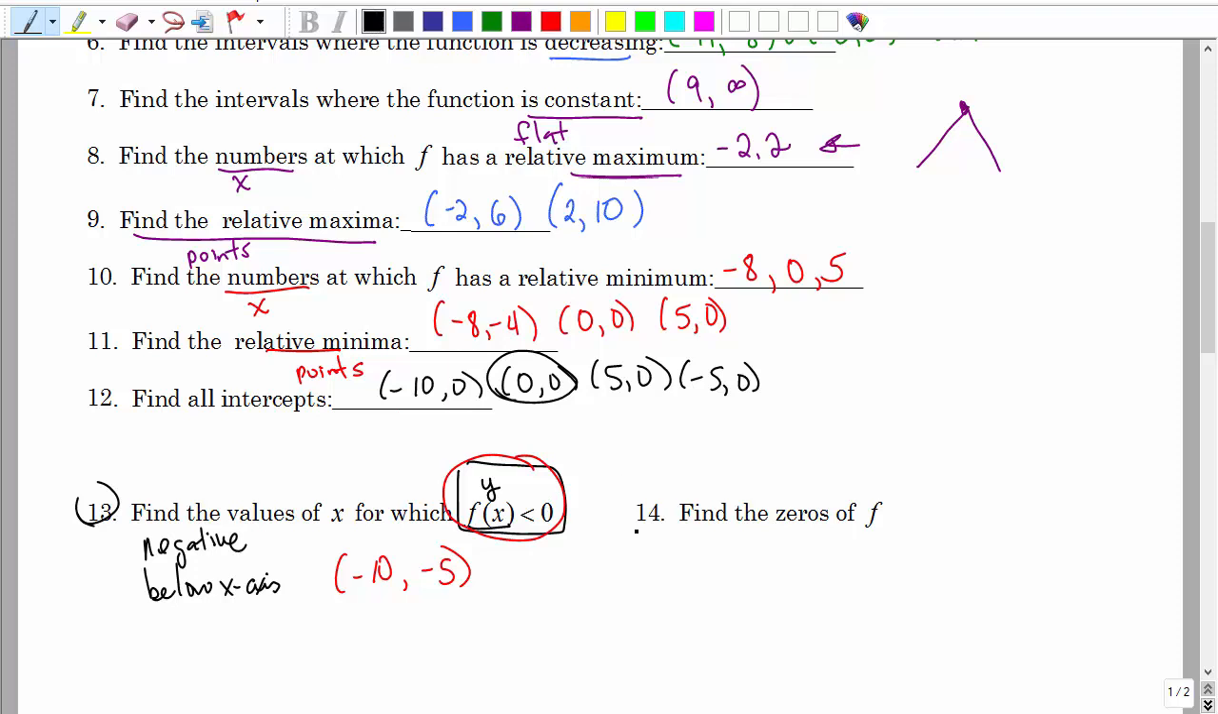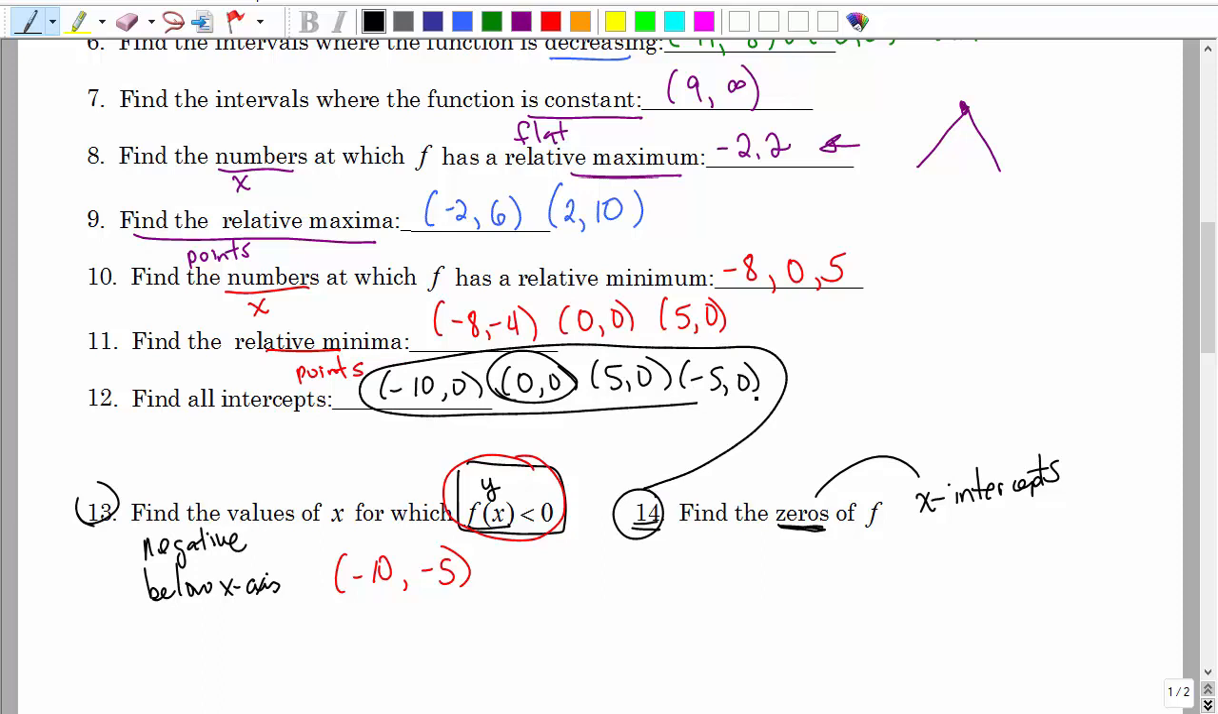Now number 14 is really a trick question. Find the zeros. You're going to see that word a lot. That still means the x-intercepts. Where does this graph cross the x-axis? Well, believe it or not, that's all of those. So we would just repeat that, and I think you can see why they're called zeros. Look at this. 0, 0, 0, 0. That's what that means. Zeros are x-intercepts.